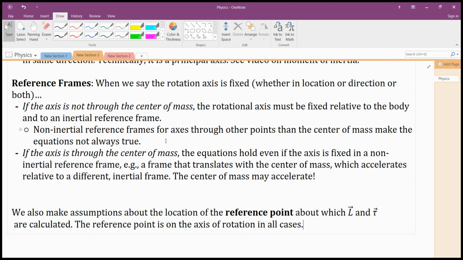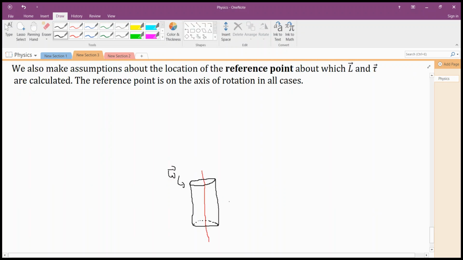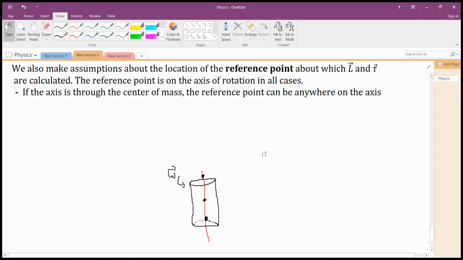We also need to make assumptions about the location of the reference point about which angular momentum and torque are calculated. In all cases, the reference point is on the axis of rotation. But remember, the axis of rotation is an infinite line, so what point on the axis of rotation should the reference point be? So for an example of what I'm talking about, here's a cylinder rotating about the red rotation axis. Should my reference point be here? Should it be there or there? All of these points are on the axis of rotation. Where does it need to be so that the equations are true? The first thing then is, if the axis is through the center of mass, it turns out the reference point can be anywhere on the axis.